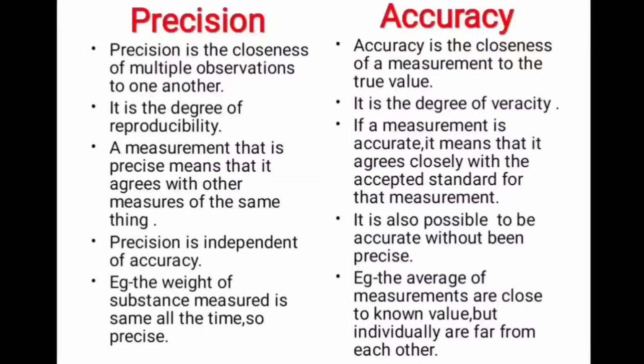Precision is independent of accuracy. Accuracy, it is also possible to be accurate without being precise. Precision example, the weight of substance measured is small all the time, so precise. Accuracy example, the average of measurements are close to known value but individually are far from each other.